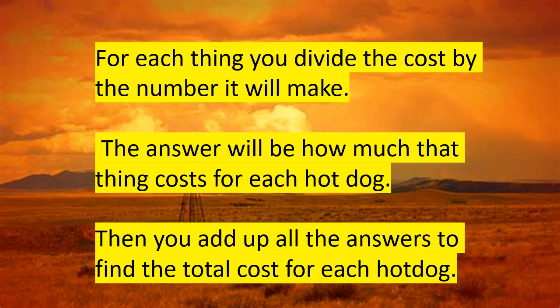For each thing, you divide the cost by the number it will make. And the answer will be how much that thing costs for each hot dog. And you add up all the answers to find the total cost for each hot dog.